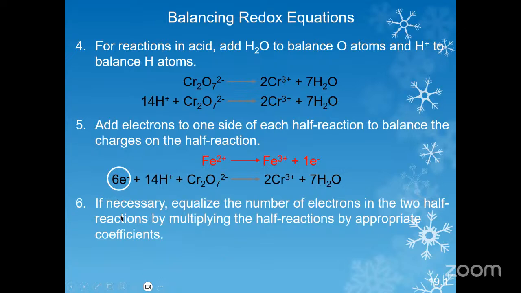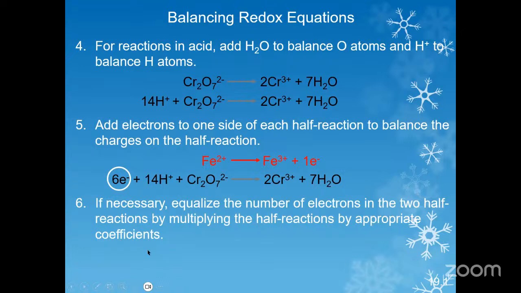So what do we need to do in order to make sure that the number of electrons lost and gained are the same? Well, according to this step, what we need to do, if necessary, because sometimes it's not necessary, is equalize the number of electrons in the 2 half equations by multiplying the half reactions by appropriate integers, and not coefficients. So make a note of that. That should be by appropriate integers.